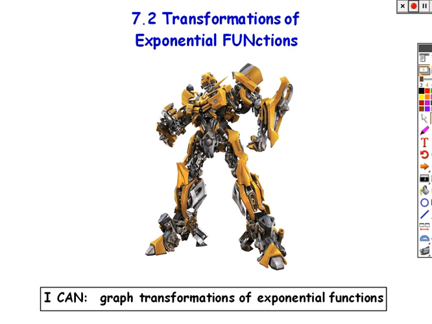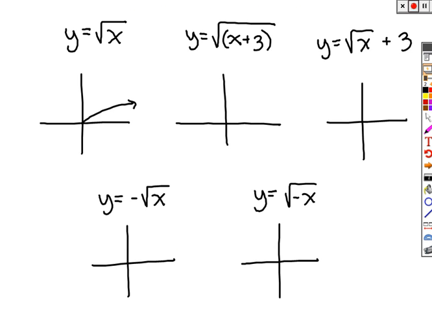Section 7.2 is on transformations of exponential functions, and this is a common theme that's reoccurred throughout the book: transformations of parent graphs. For instance, last chapter we looked at the parent graph y equals the square root of x. If I add 3, and that's attached to the x under the square root, that should move the parent function 3 units to the left.